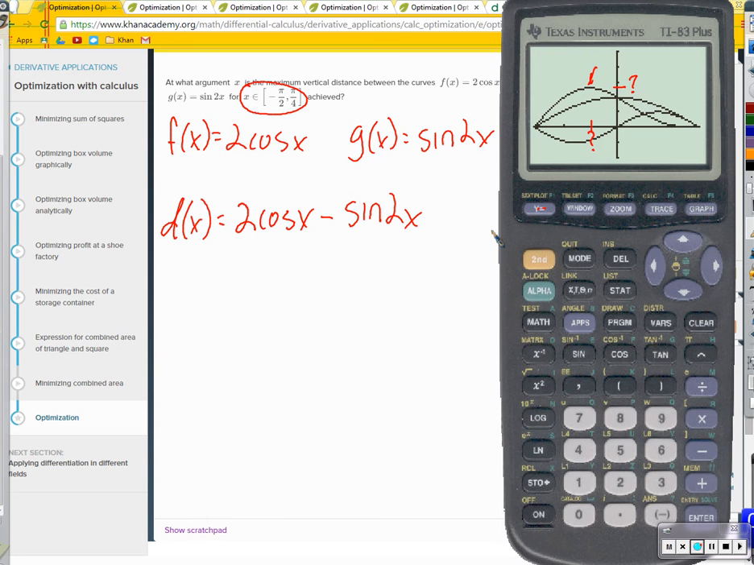Take the derivative, set it equal to 0. Okay? So d prime is what? You walk me through it. Negative 2 sine x. Plus or minus? Minus. Minus 2 cosine 2x. Why is that there? Inside function. Exactly. And I do what with that? Set it equal to 0. Negative 2 sine x minus 2 cosine 2x equals 0.